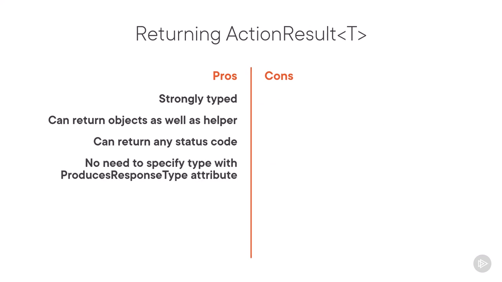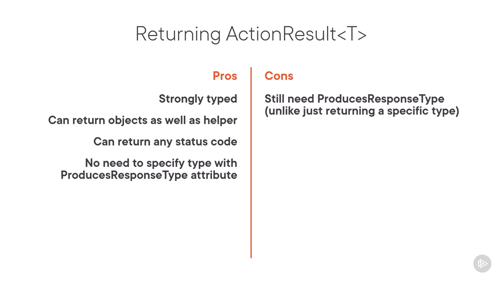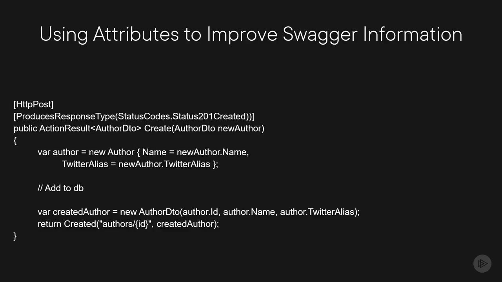The only real downside left here is that you may still have to use the produces response type, unlike if you were just returning a specific type, but you won't have to specify the type. So here's an example of what that might look like.